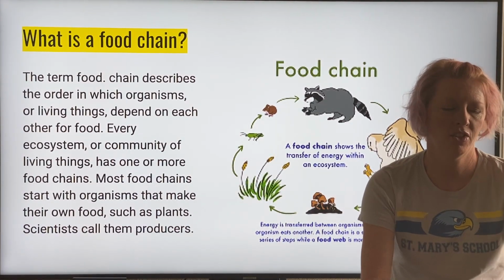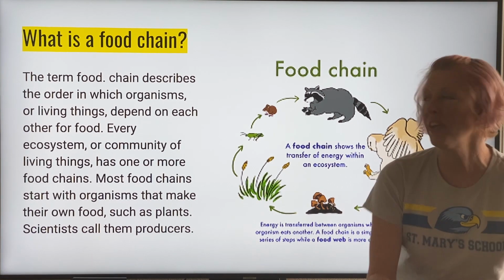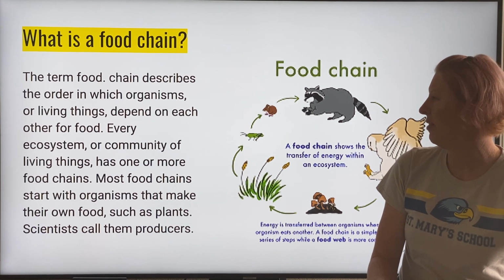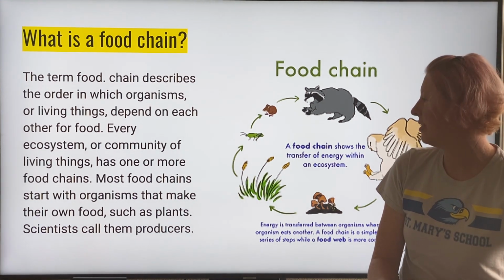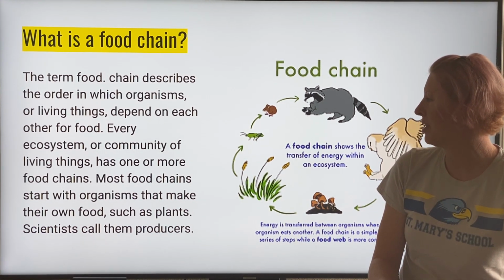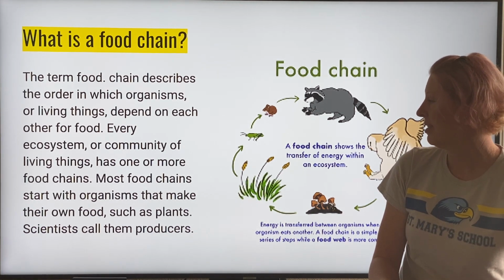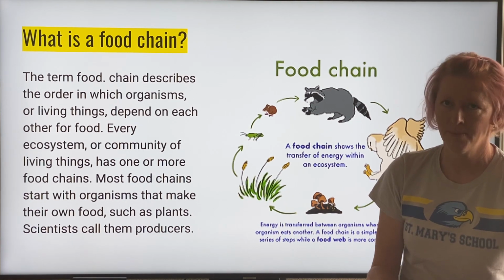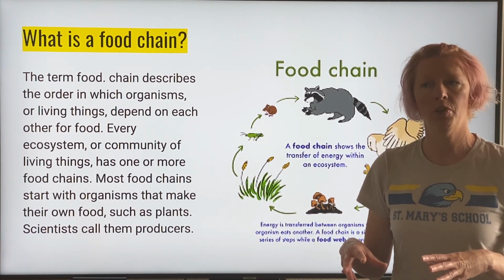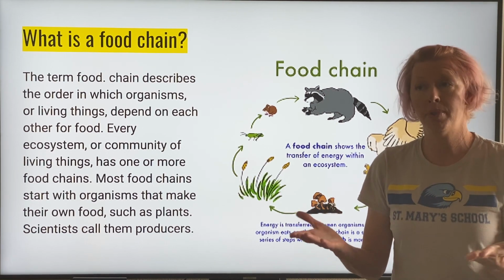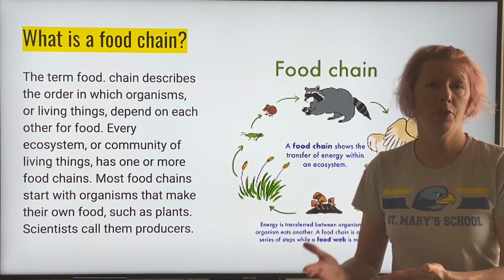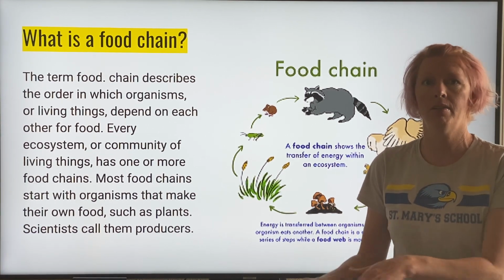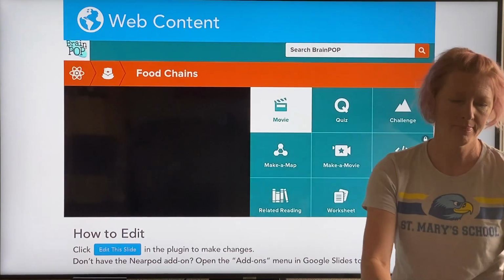The term food chain describes the order in which organisms or living things depend on each other for food. Every ecosystem or community of living things has one or more food chains. Most food chains start with organisms that make their own food, such as plants. Scientists call them producers. So last week we looked at photosynthesis. Plants make their own food, and that food gets trapped in their leaves or their seeds or their fruits or their vegetables, and then we eat those things and we get the plant's energy that originally came from the sun.